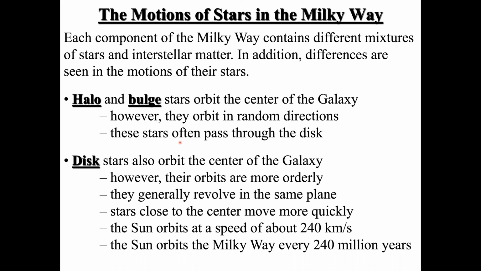And even at that speed, it takes 240 million years for our own sun to make an orbit around our own Milky Way, right?